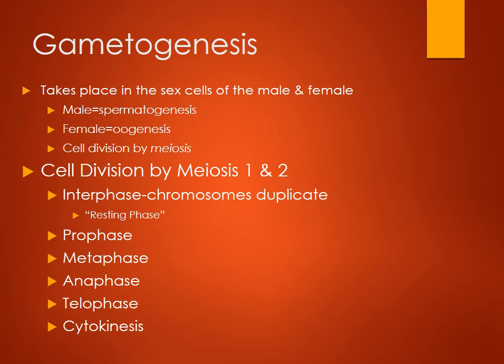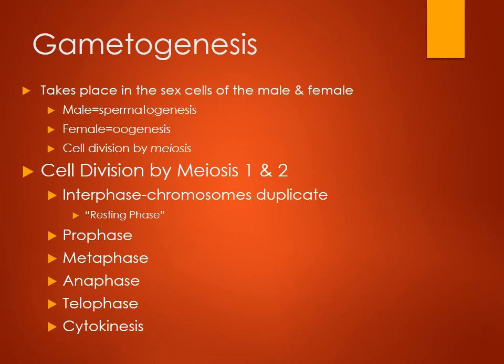The first concept that we'll talk about is the process of gametogenesis, or making those gametes, or sex cells, that occurs in the male and the female. When we talk about sperm, that's spermatogenesis, and in the female, that's oogenesis. And cell division in both occurs by the process of meiosis.